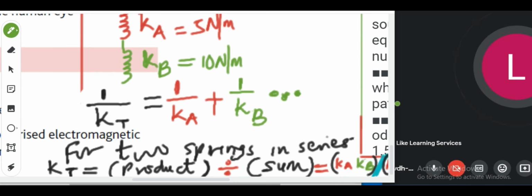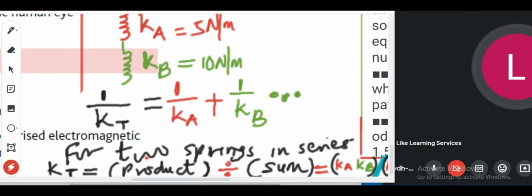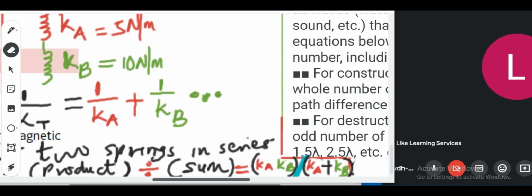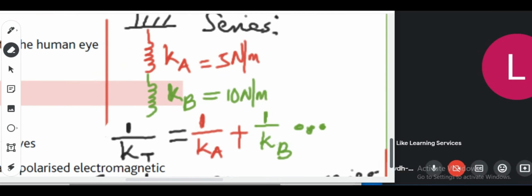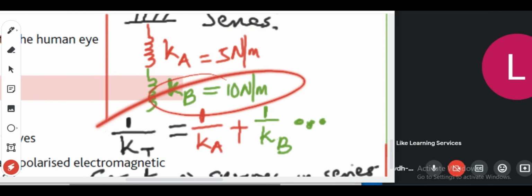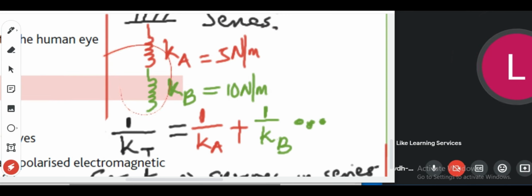By the time you calculate the total spring constant, whether you want to use this formula or product over sum, which is Ka times Kb divided by Ka plus Kb, you will discover that the total spring constant will always be smaller than even the smallest spring constant. In other words, the spring will become less stiff.